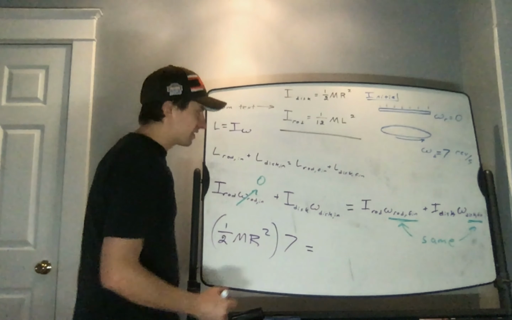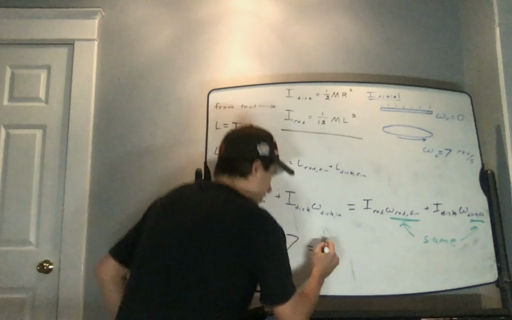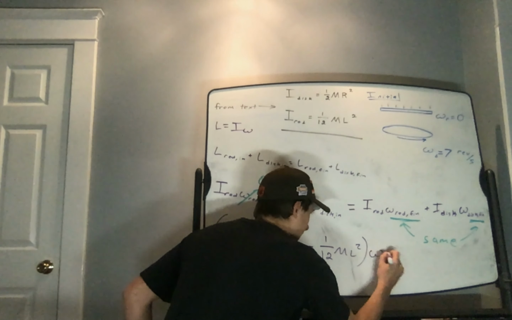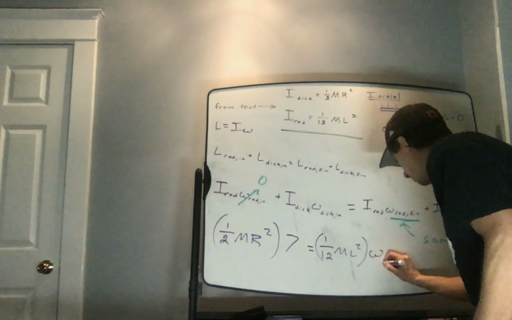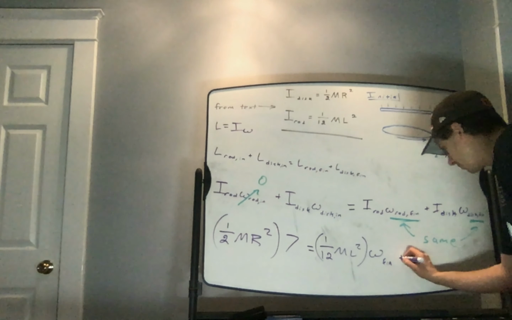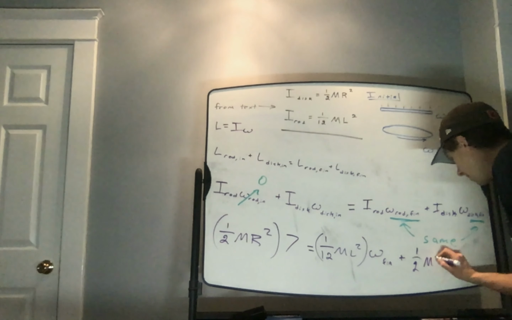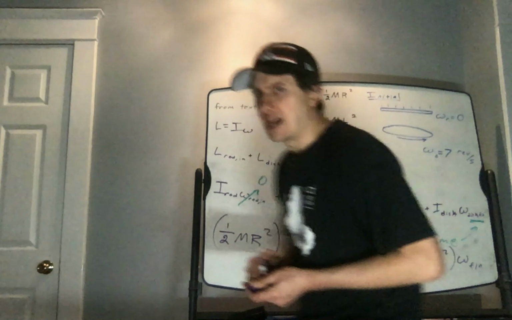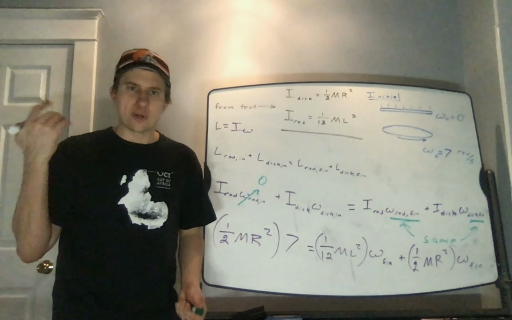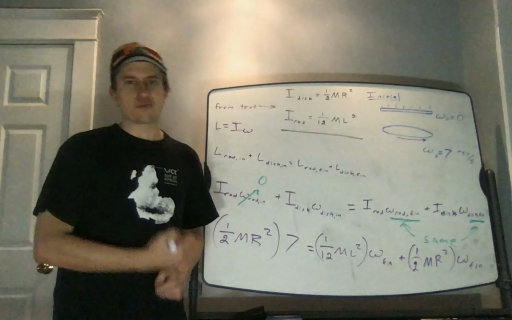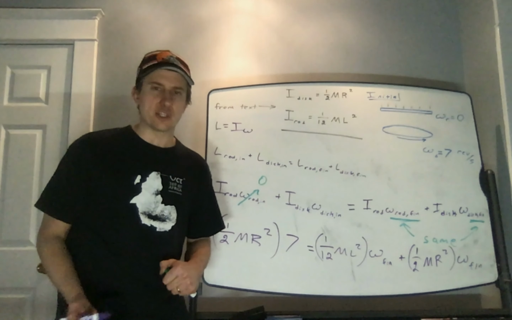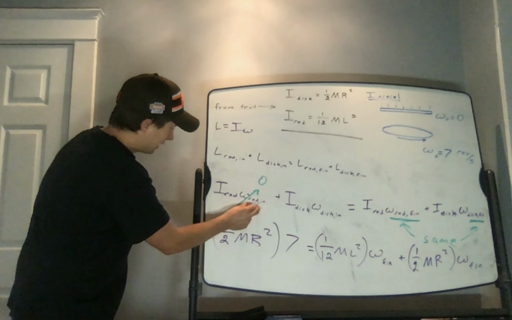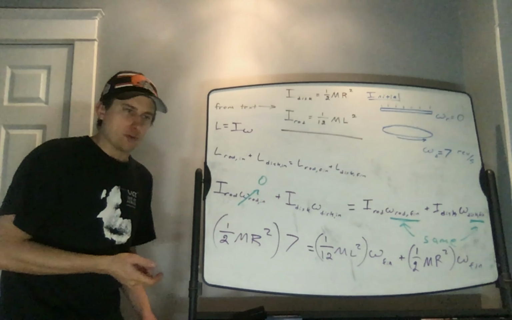And then I could write equals the moment of inertia of the rod, 1/12 ml squared, times the final angular velocity of the rod, omega final, plus the moment of inertia of the disk, 1/2 mr squared, times the final angular velocity of the disk. I did not bother differentiating between the final angular velocity of the disk versus the rod because, as we said, they are spinning together. Now let's see what we have here.